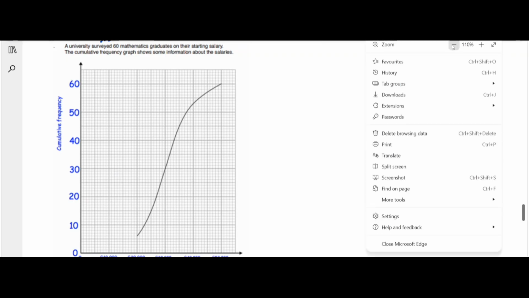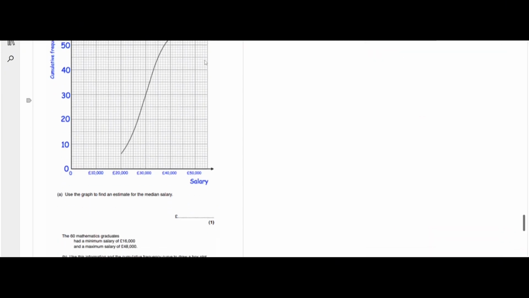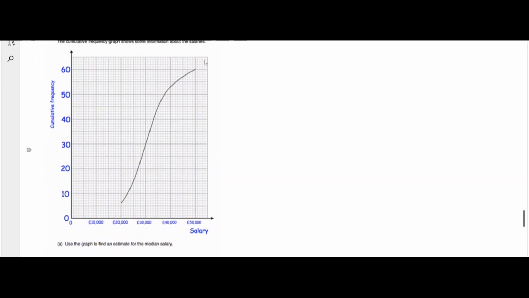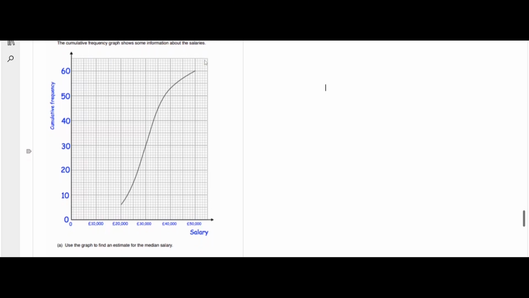Okay, question 12, cumulative frequency and box plots, both very, very common topics that come up year after year. So it'll be one or the other, or possibly both together, like this question, in either paper 2 or 3, I would imagine, based on the previous years' papers. A university surveyed 60, so it tells you the total, 60 mathematics graduates on their starting salary. The cumulative frequency graph shows some information, so it's already drawn the graph for you.